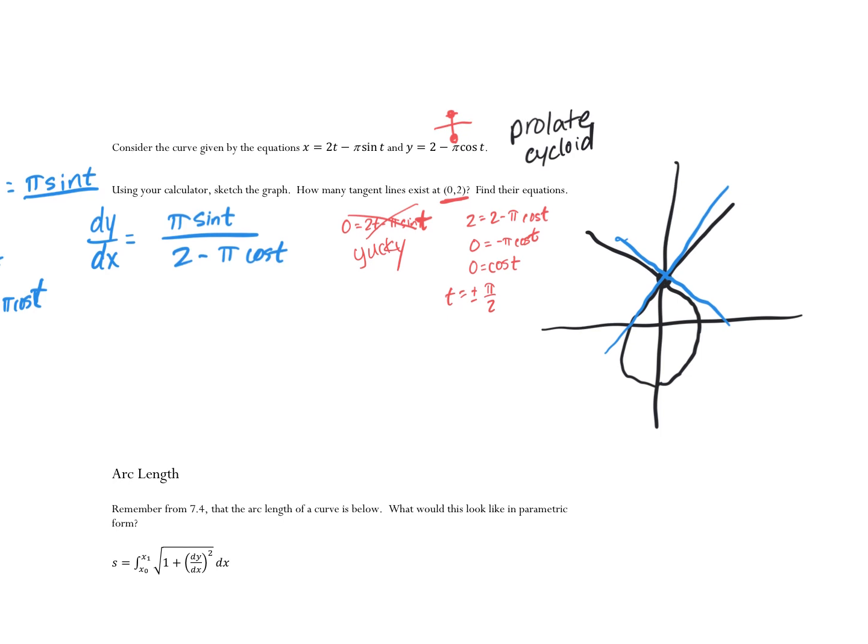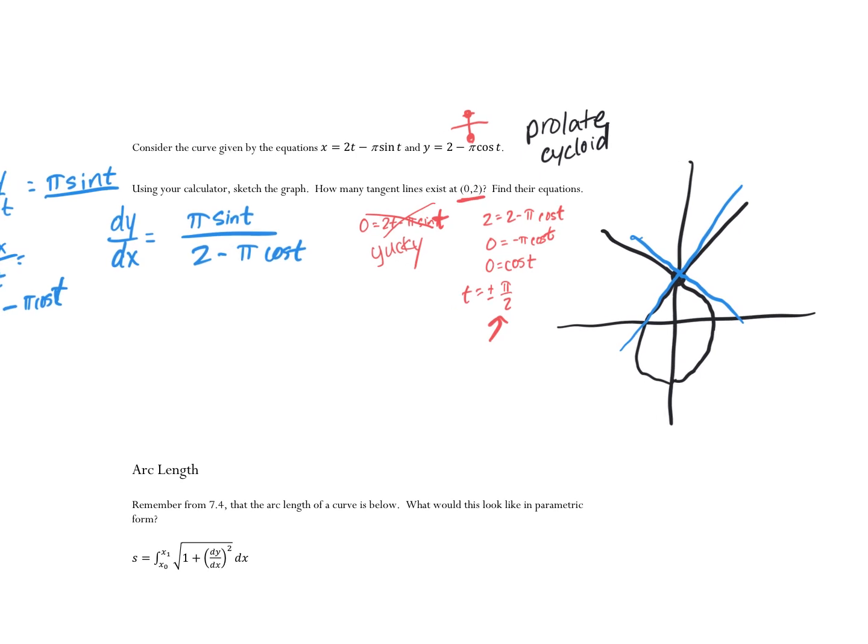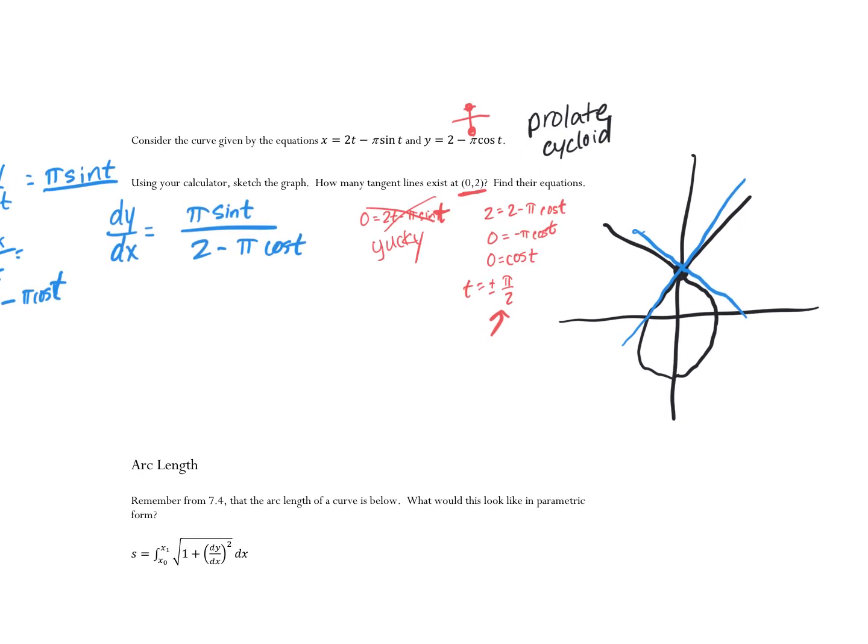So now that we know that, the reason we have two tangent lines is that we have two different values for t that give us the point (0, 2). Because we hit (0, 2) twice, we get two tangent lines, essentially, is what's going on here. So let's go ahead and find the value of our slope.